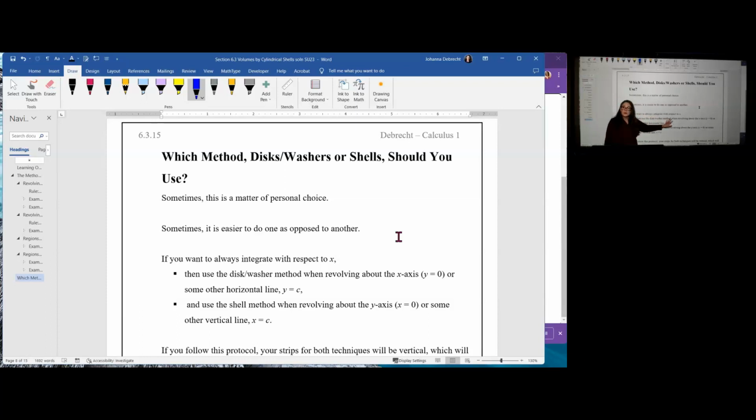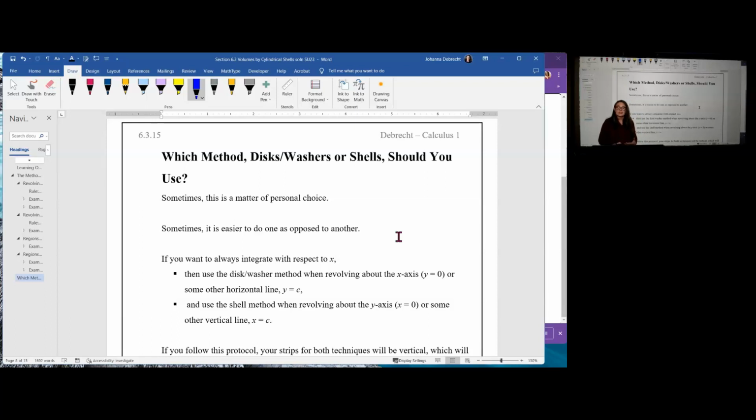When we do this, if you always want to integrate with respect to the variable x, then you'll want to use the disc or washer method when you're revolving around the x-axis. Remember, in the disc or washer method, the strips are drawn perpendicular, which would make them vertical, so the differential would be dx. Then, to rotate around the y-axis or any other vertical line, you'll instead use the shell method, because in the shell method, the strips are parallel, which again gives you the differential dx. If you follow this protocol, you can always integrate with respect to x.